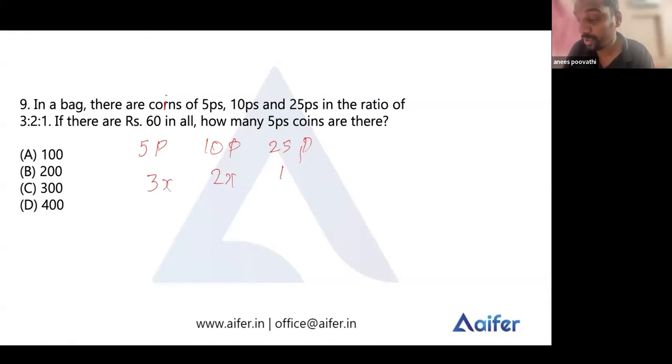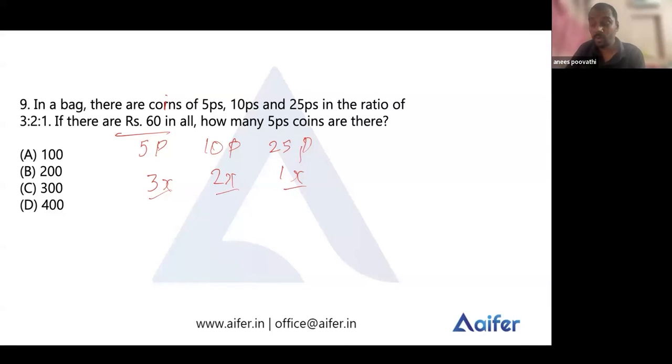3x, 2x, and 1x. And it's given that the total money value of all these coins is rupees 60. So we'll be multiplying this, because there are 3x number of 5 paisa coins, 2x number of 10 paisa coins, and 1x number of 25 paisa coins.